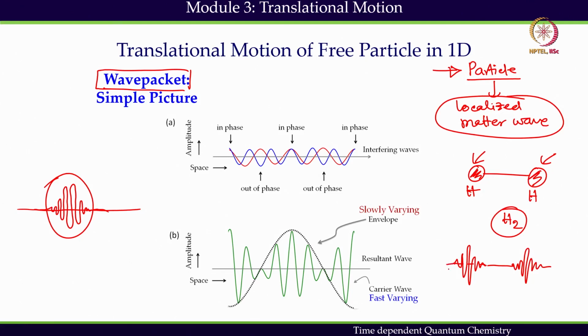and what kind of wave are they? They are actually matter waves, localized matter waves. One matter wave localized here, another matter wave localized here. So, wave packet is the correct terminology for the particle in quantum mechanics.